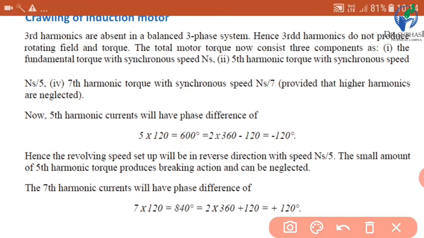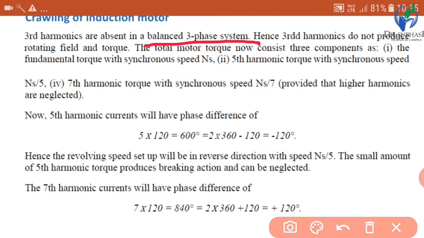Third harmonics are absent in a balanced three-phase system. See, this is an important thing regarding harmonics. If our system is a balanced three-phase system, then there is no third harmonic. It means the third harmonic will be eliminated from the system. So this is the major advantage of a balanced three-phase system.